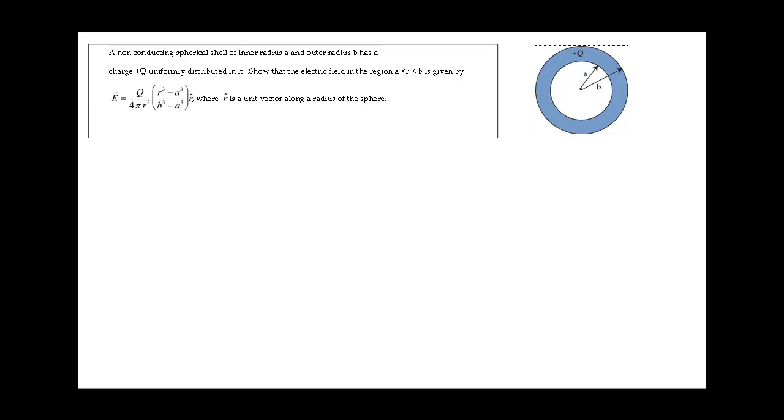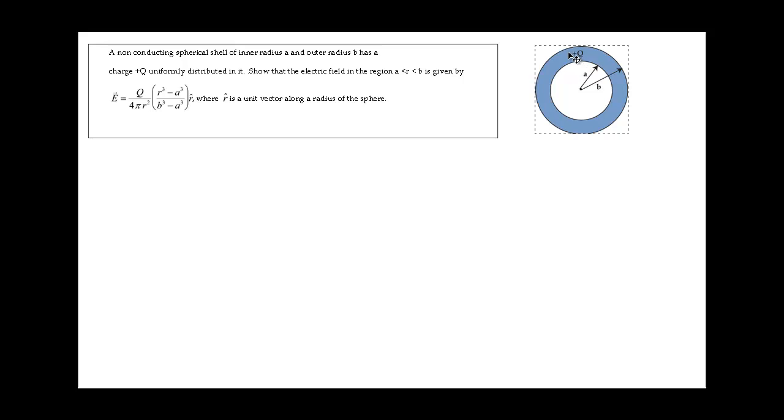A non-conducting spherical shell of inner radius A and outer radius B has a charge plus Q uniformly distributed in it. Show that the electric field in the region A less than r less than B, so between A and B, is given by this expression, where r hat is a unit vector along the radius of the sphere. So this is what it looks like.